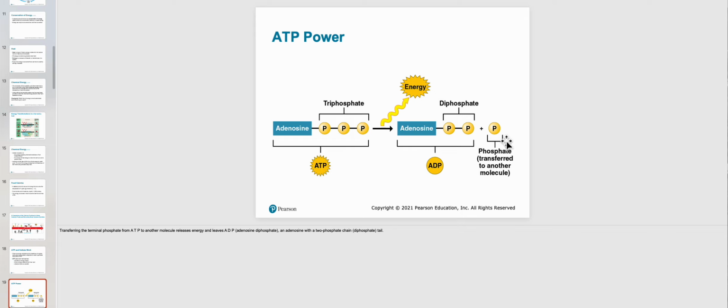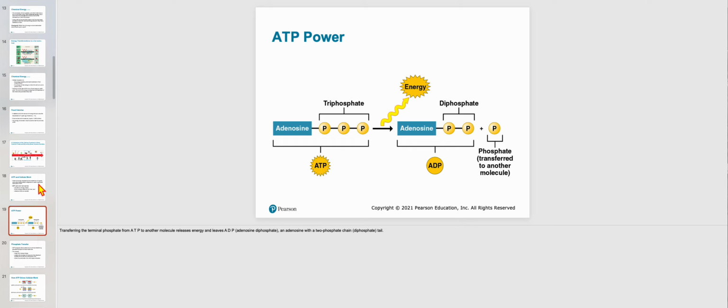So when cells need to open up a channel, they actually pop off a phosphate group from ATP. That phosphate group attaches to the channel. The channel changes shape and form. It opens up like a channel. Things can go through. And then when you want to close it, you just remove the phosphate group and the door and the channel will close back up again. That's how things work in the body.